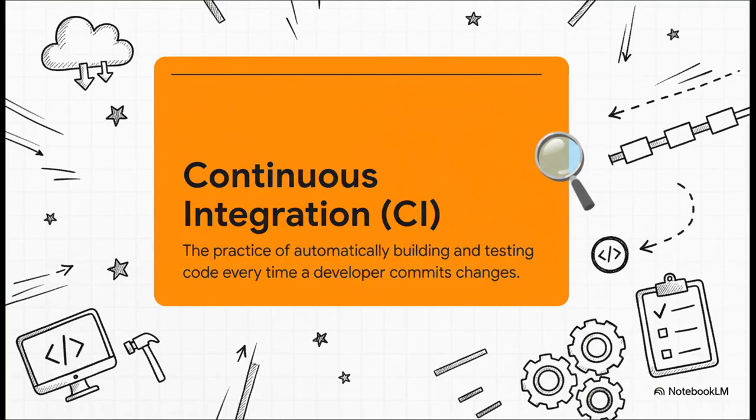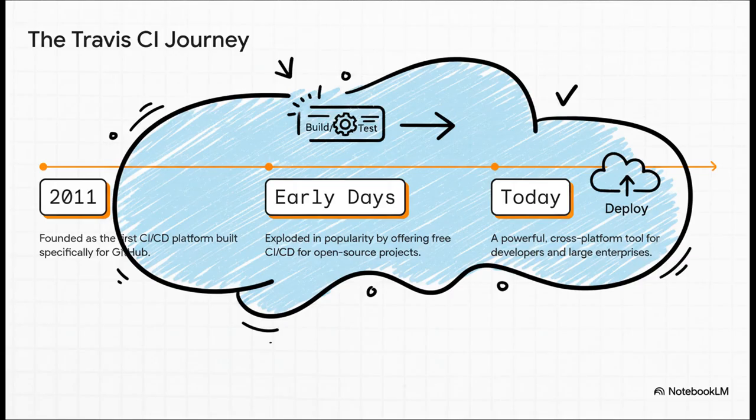Now to really get Travis CI, you've got to understand the big idea it's built on: continuous integration, or CI for short. The whole concept is beautifully simple. Automate everything. Every single time a developer commits code, a process just kicks off. It builds the project and runs all the tests automatically. The goal? To find bugs early, find them often, and keep the main codebase in a state where it's always ready to go.